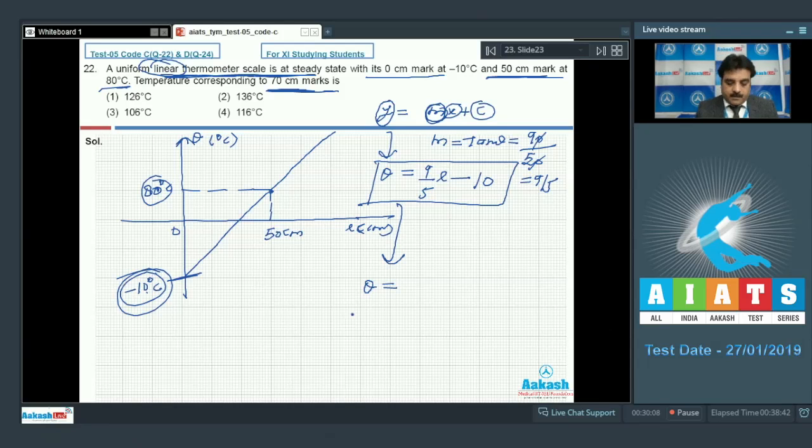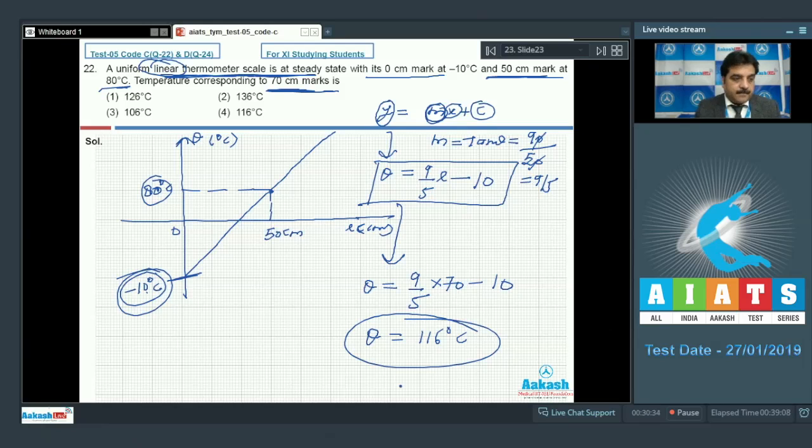So this is a very good method. 9 upon 5. But I need this theta at 70. So you can replace L by 70. When you place all values, theta is equal to 9 upon 5 into 70 minus 10. So we get theta as 116 degree centigrade. So I can say option number 4 will be the right choice.